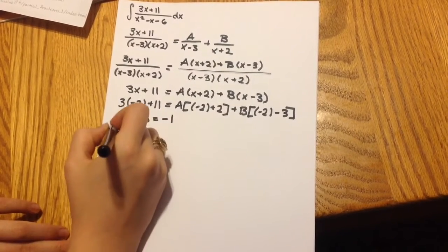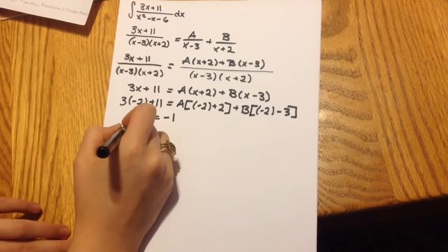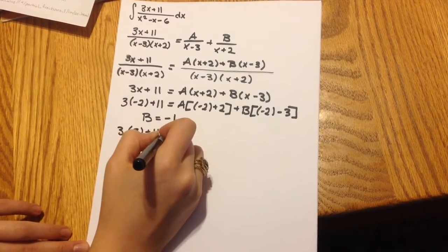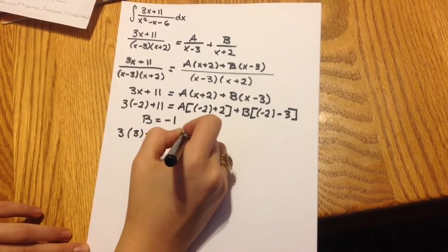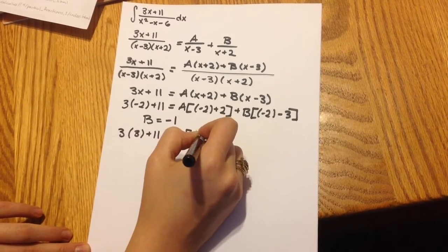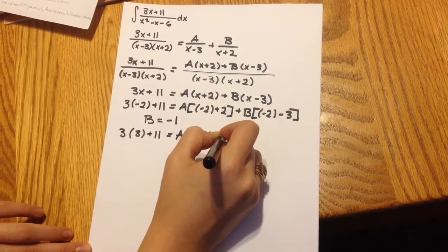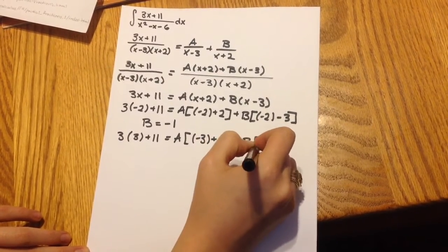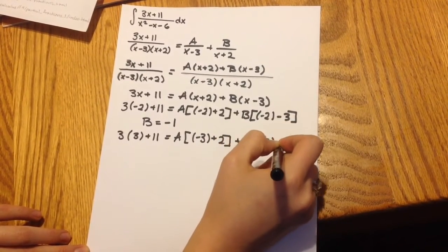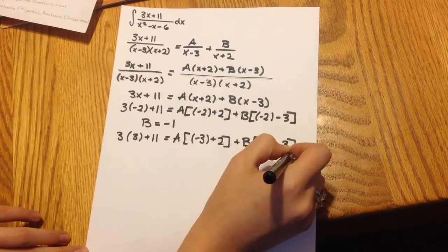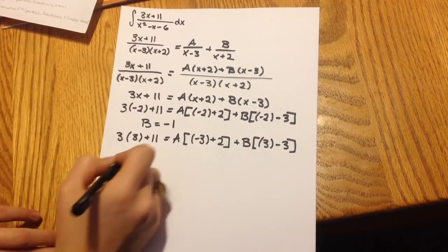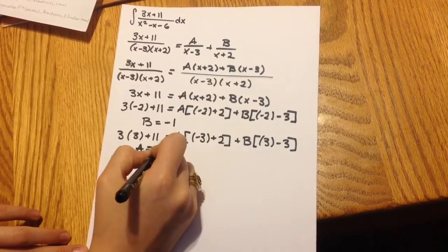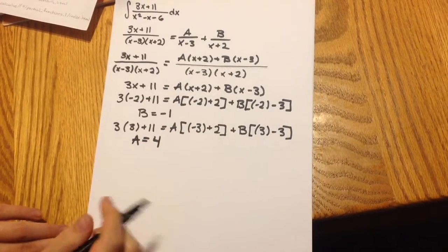So now in order to find A, we have to get it so B is multiplied by 0 so it cancels out. And to do this, x will have to be equal to 3. So we have 3 times 3 plus 11 equals A times 3 plus 2 plus B times 3 minus 3. After doing basic algebra, we find that A equals 4.